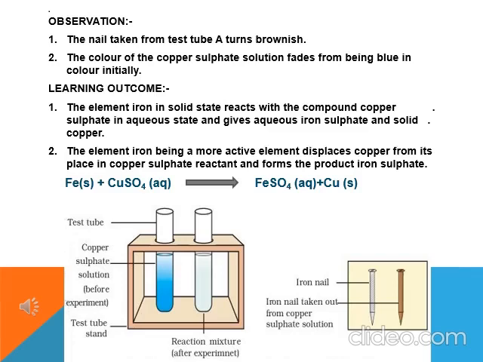If you see in the reactivity series, that iron comes first, then the copper. So it displaces the copper from its solution very easily and replaces it with the sulphate and forms the iron sulphate, and copper is deposited. So the element iron, being more active, displaces copper from its place in the copper sulphate and forms the product iron sulphate. That's why the color of the solution fades and also the iron nail color changes.